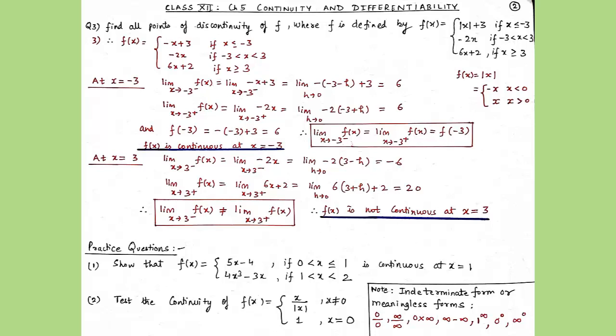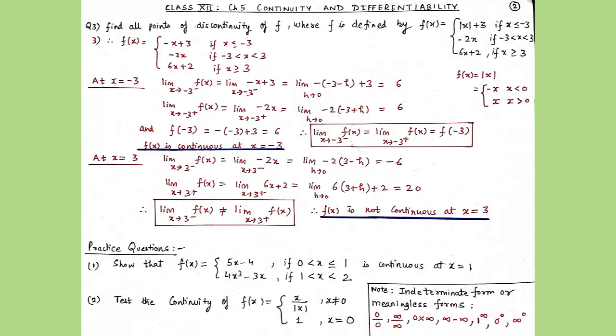Students, today in this video, we'll do some more questions based on continuity. So, our first question for today is: find all points of discontinuity of our function f, which is defined by f(x) equal to modulus of x plus 3 if x is less than or equal to minus 3, minus 2x if minus 3 is less than x less than 3, and 6x plus 2 if x is greater than or equal to 3.